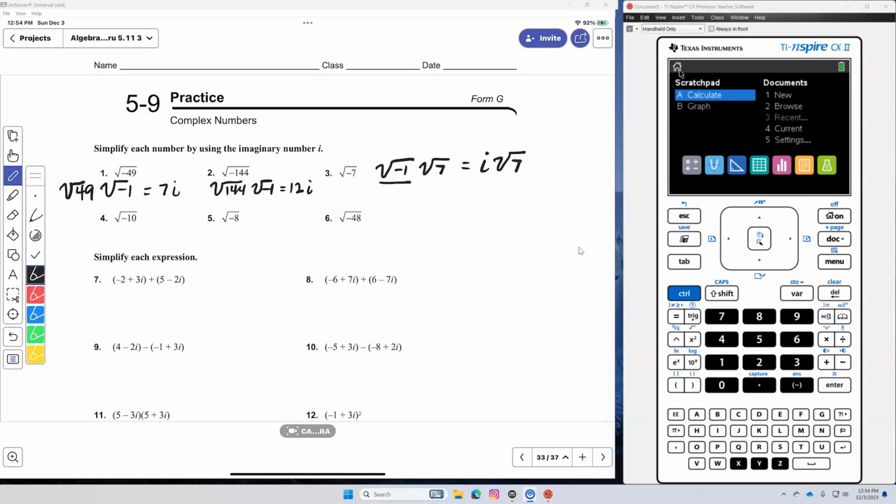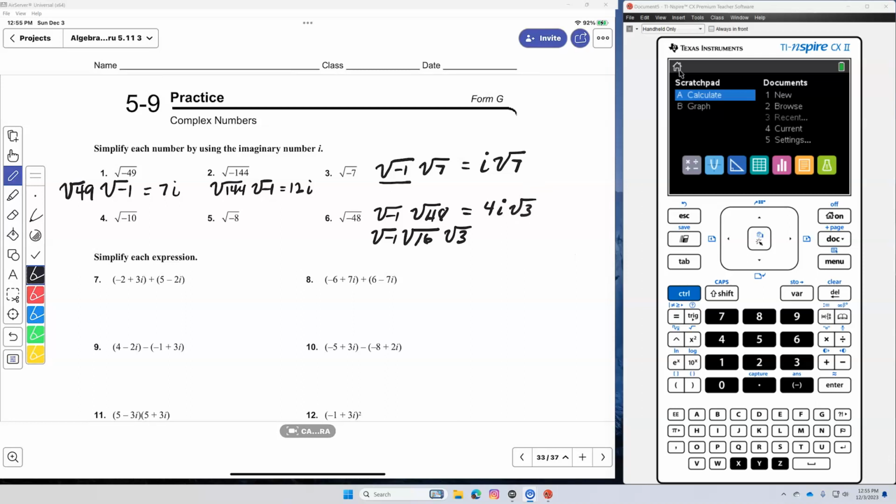Number 6 is the square root of negative 1 times the square root of 48, and I'm simplifying. 48 is a product of 16 times 3. Why is that important? Because 16 is a perfect square. So the square root of 16 is 4, and it becomes 4i times the square root of 3.